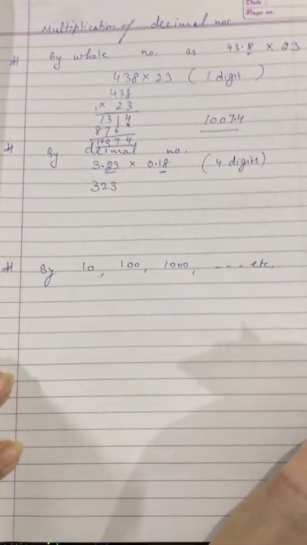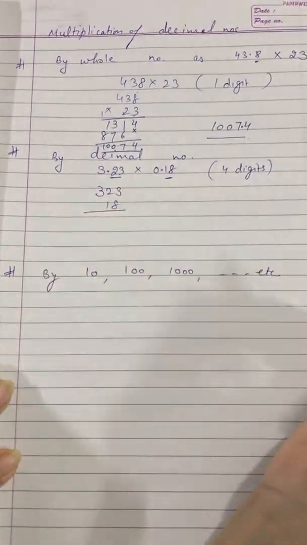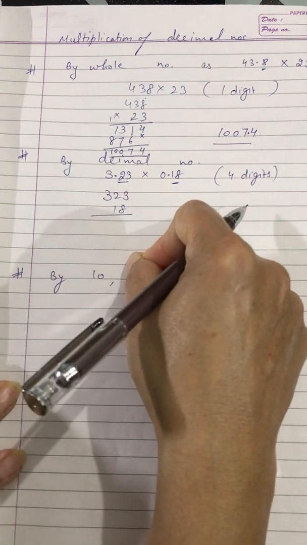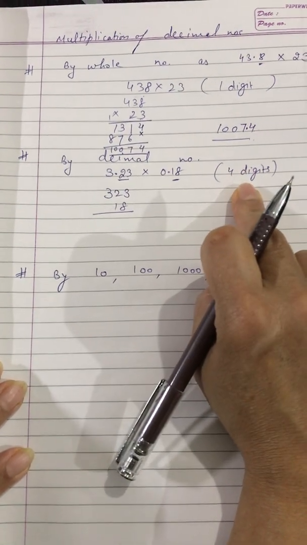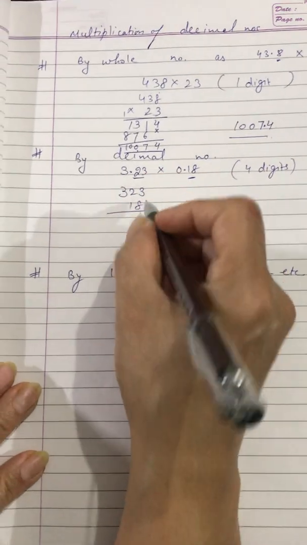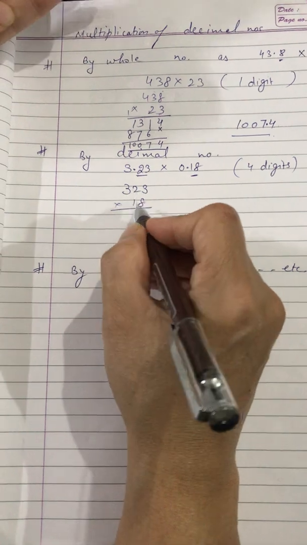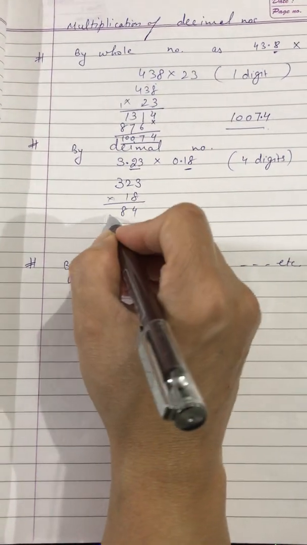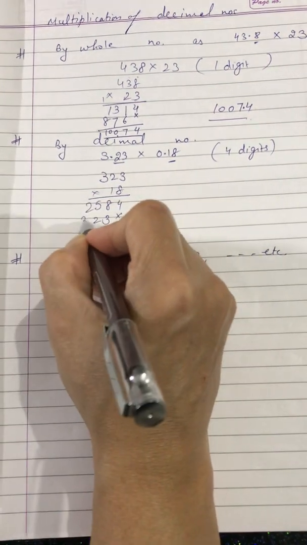Now, while doing the multiplication, we will do 323 multiply by 18. There is no need to put the decimal here in the multiplication sum if you are writing here the total number of digits after the decimal. Again here we will do the multiplication sum. 8 3s are 24, 2 carry, 8 2s are 16 and 2 is 18, 1 carry, 8 3s are 24 and 1 is 25. 1 3 is 3, 1 2 is 2, 1 3 is 3.